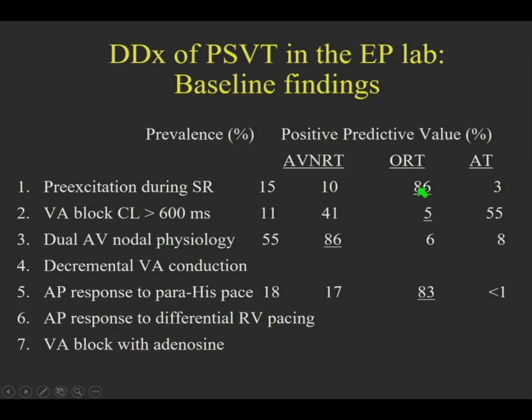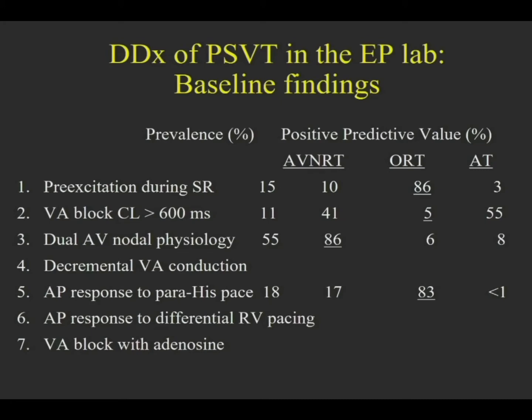Those patients can also have AV nodal reentry. They also can have the accessory pathway as a bystander, which is unrelated to their tachycardia. So they might have more than one tachycardia, or it's a bystander. If the VA block cycle length is greater than 600 milliseconds, it's just another way of saying that there's really no VA conduction when you start pacing. If there's no VA conduction, it's very unlikely that there's an accessory pathway.